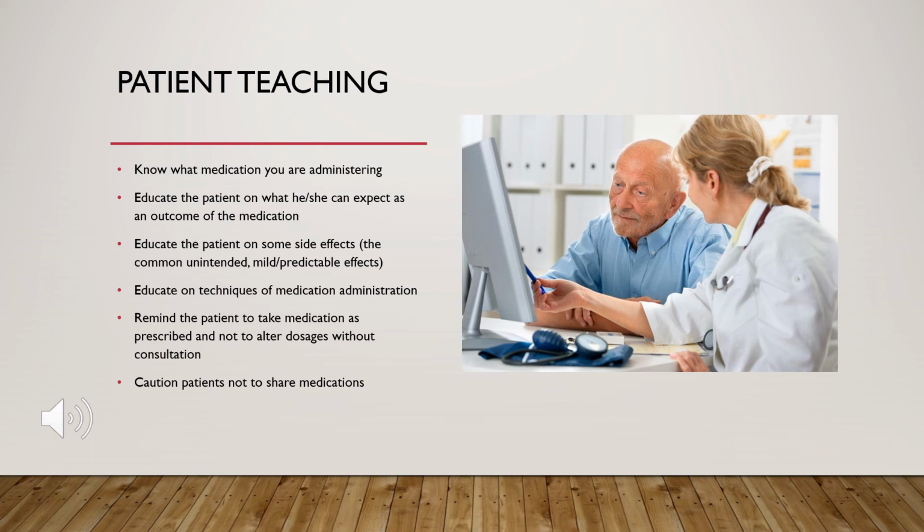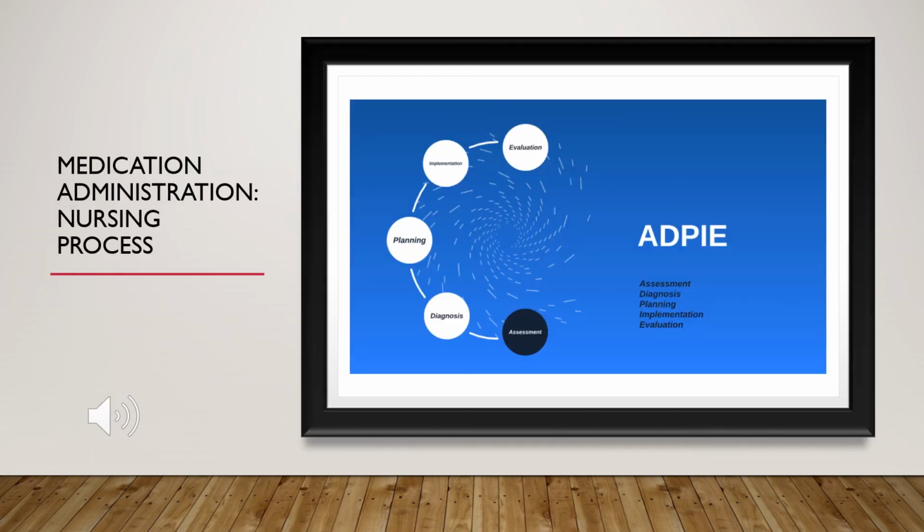And then lastly, make sure that patients know not to share medications. Medications are prescribed for an individual, and they should only use that medication that is prescribed to them. Okay, so the learning outcome: apply the nursing process to safely administer medication. So remember our nursing process right here: assess, diagnose, plan, implement, and evaluate.